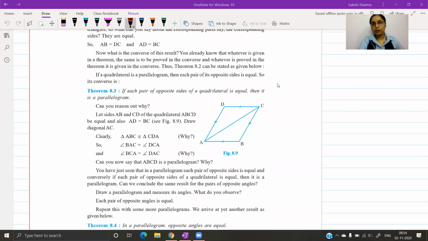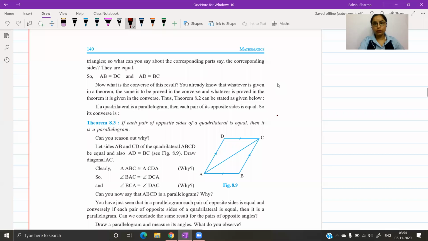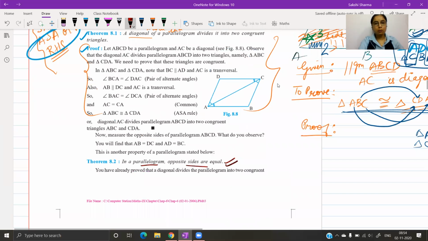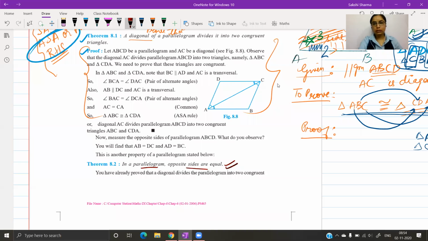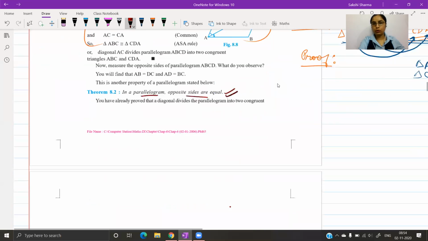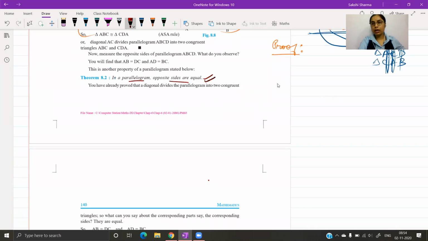The first theorem that we did was, let's just go over once, that if you have a parallelogram and you draw any one diagonal, the parallelogram gets divided into two triangles, and those two triangles are congruent to each other. After that, we start with the properties of parallelogram, and these properties can be proven vice versa. Like, for example, if there is a parallelogram, we always say that the opposite sides are equal, and we can prove this with the same way we did theorem 8.1.